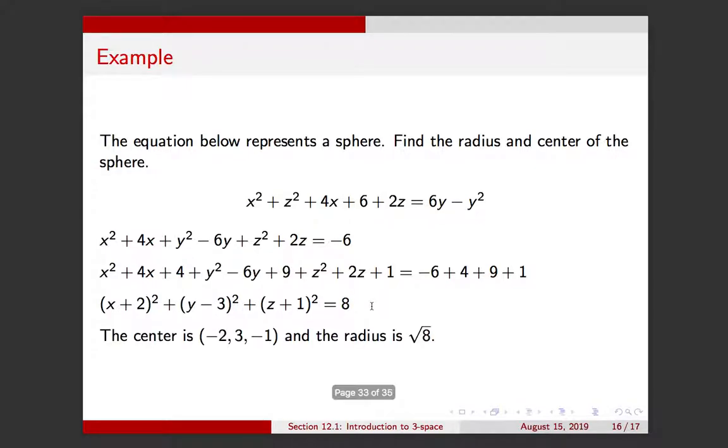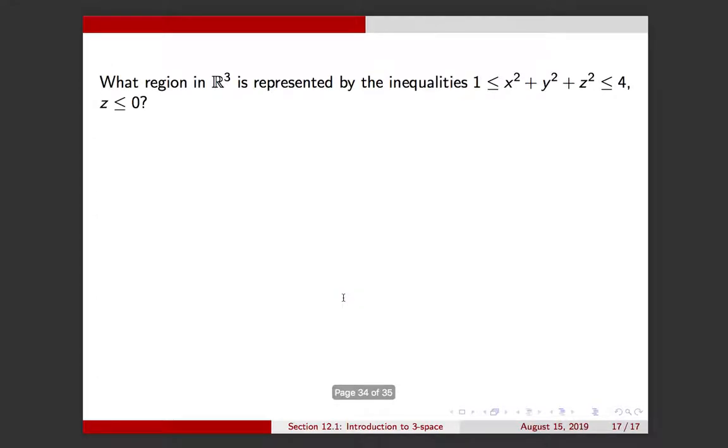So from that, you can tell me the center is, just flip the signs on these numbers, so negative 2, a positive 3, negative 1. That's the center of the sphere, and the radius is root 8. Okay, so there's an example.